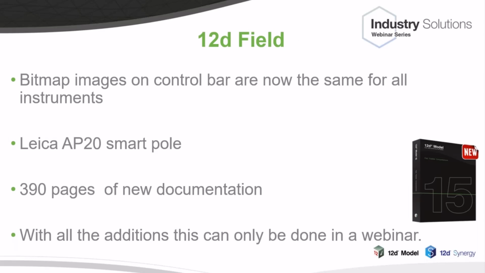One thing though, on your control bar, now all the images are the same no matter what instrument you're using. So you don't have to think of different icons for different instruments. We are supporting things like a smart pole, but there's also 390 pages of new documentation. So you can now go in there and there's lots of documentation for you on all the options inside 12D field.